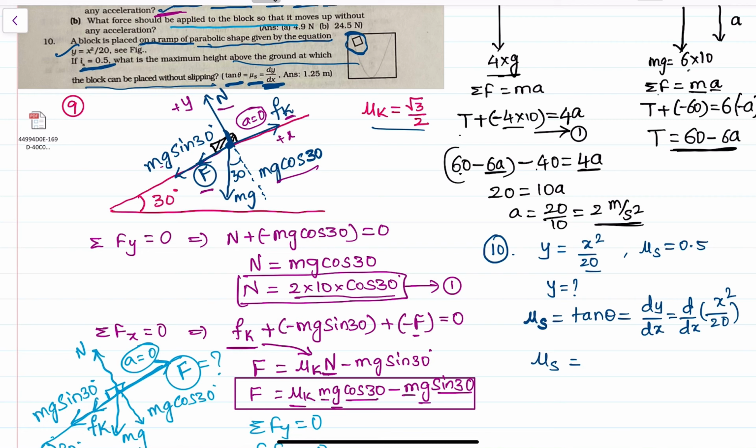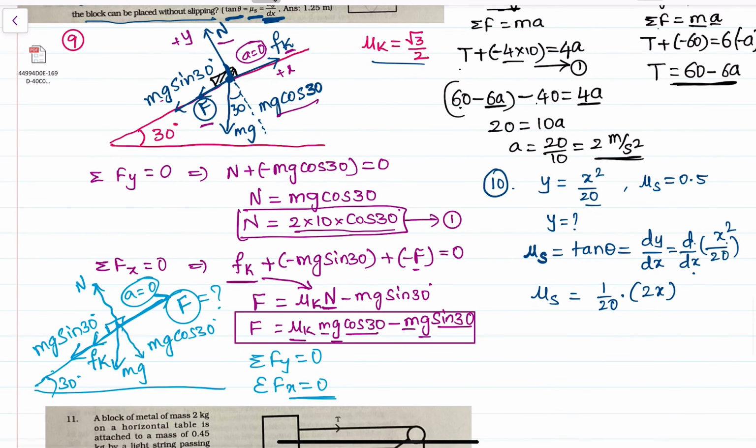Mu s is equal to 1 by 20, which is constant. We can take it out common. d by dx of x square is nothing but 2x. Okay, so here he has given the mu s value. Mu s is equal to how much? 0.5. He has given mu s equal to 0.5.